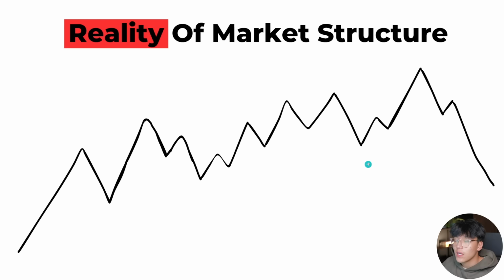So you can see the reality of market structure is that price is not always going to be super clear. So you'll see that price is not always in a clear trend towards the upside or downside. And this right here is usually the reality of market structure. It's not always going to be the cleanest on the higher time frames. So let's break it down and see exactly what we're looking at.